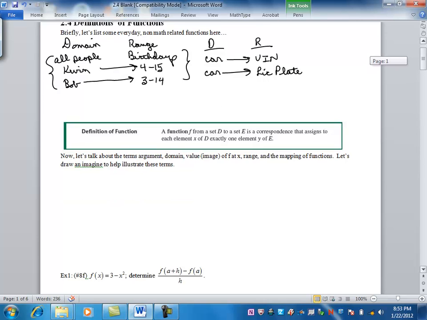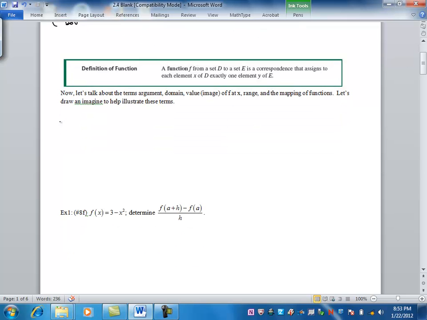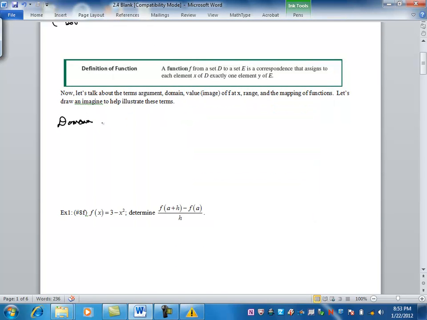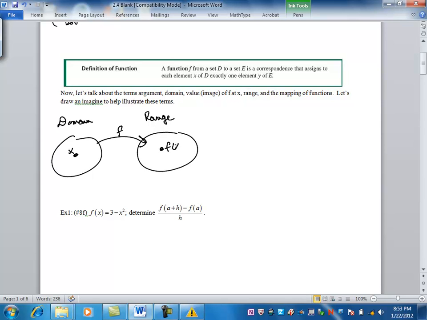Now, when we think about functions in the mathematical world, we think about the domain and we think about the range. And so we have a function here, and this function will take a value from the domain and will, what we call, map it over here into a value in the range. So here's the domain of the function f. This is what goes into the function. What comes out of the function is f of x, and f of x lives in the range.